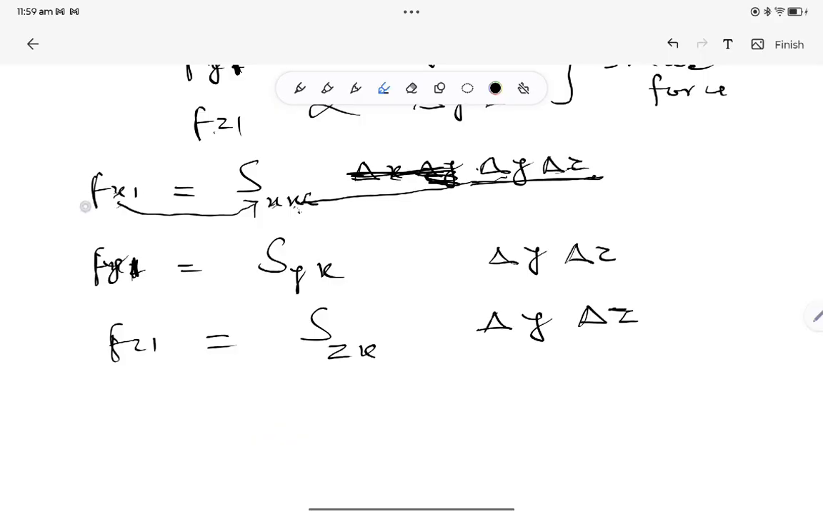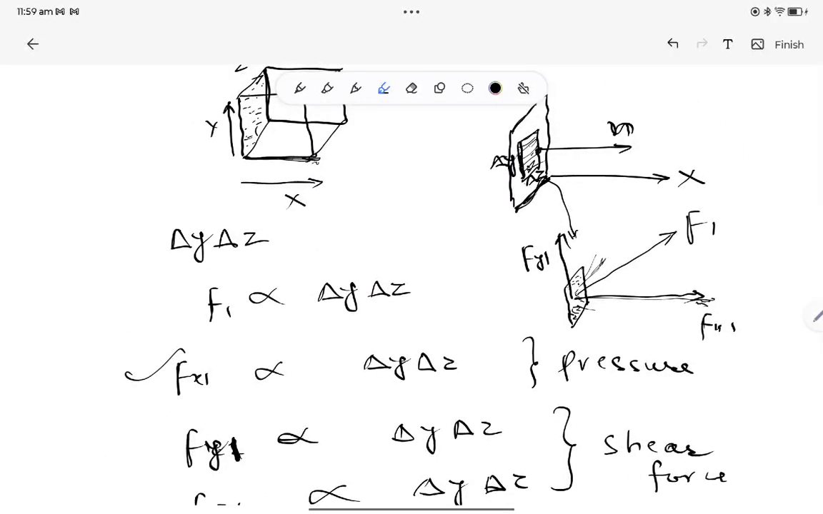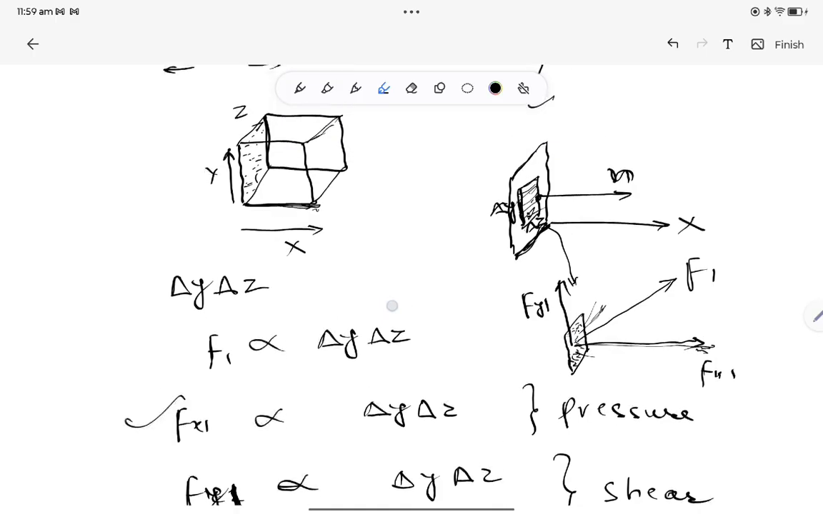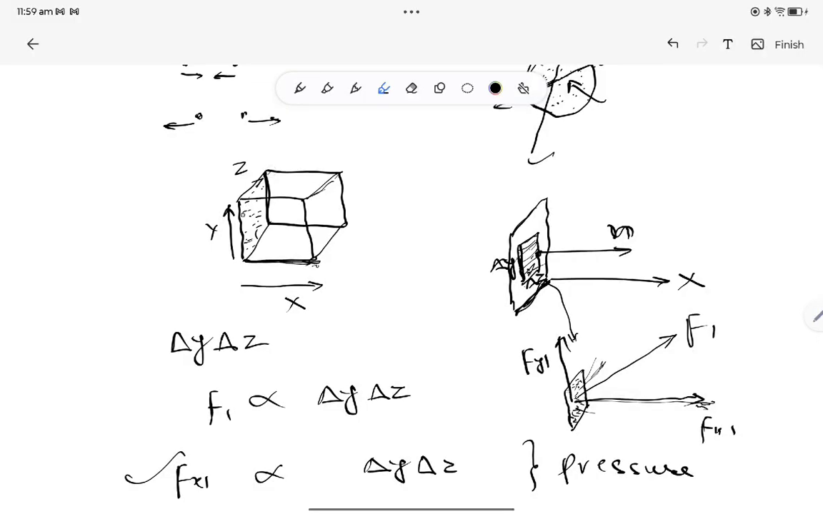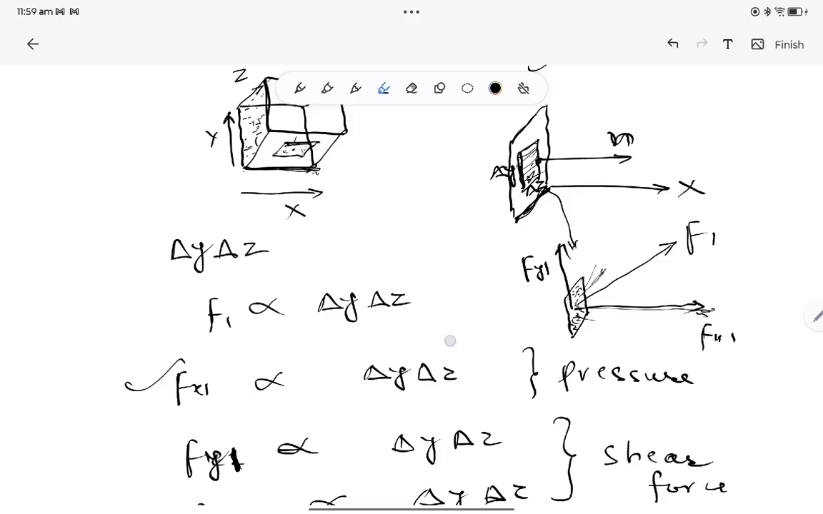Similarly, we can have this Fx1, Fy1, Fz1. Now, if we choose this patch of area parallel in the YZ plane, here I chose it in the YZ plane. Suppose I choose it in this plane. Across this plane as well, there will be atoms on the upper side and atoms on the lower side, producing these stress forces.